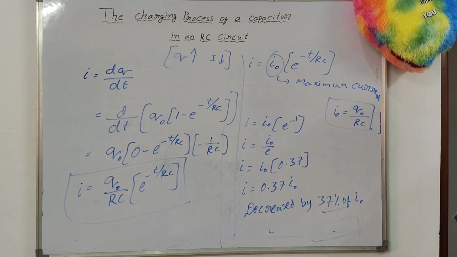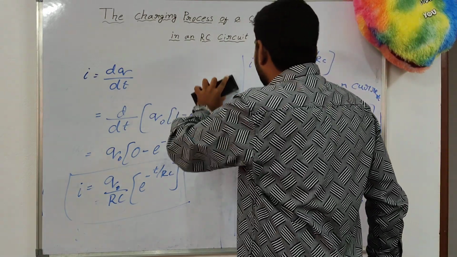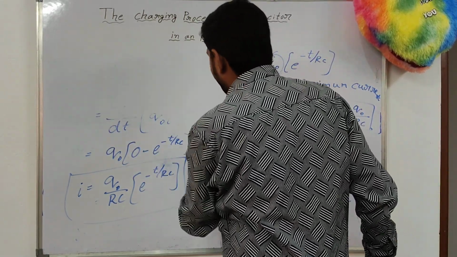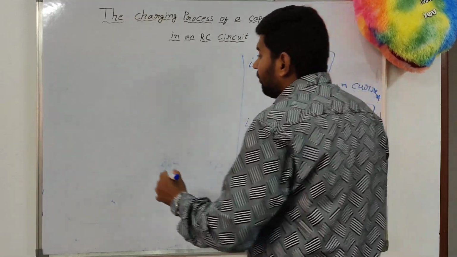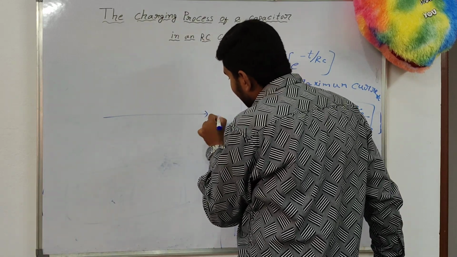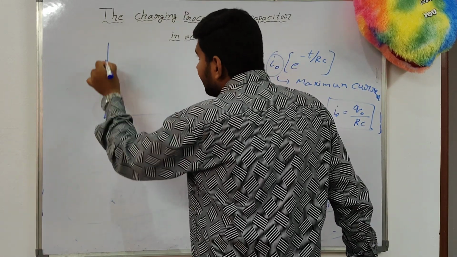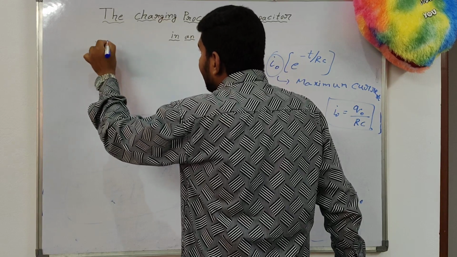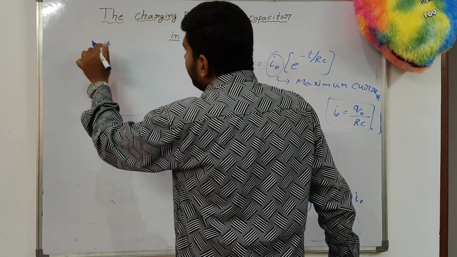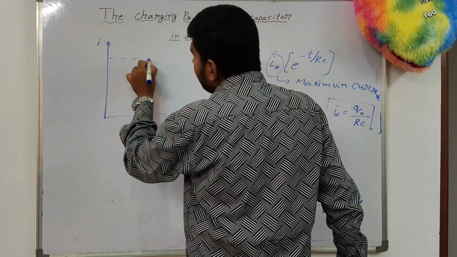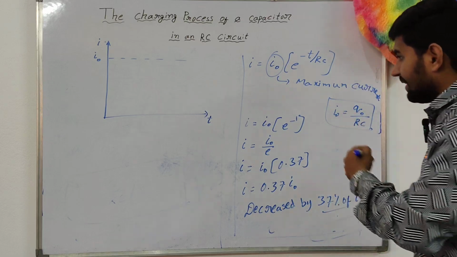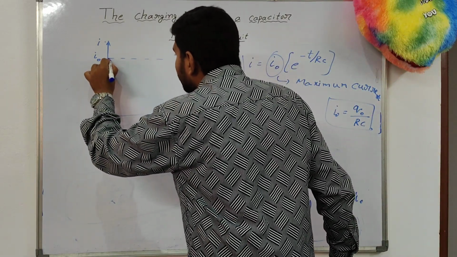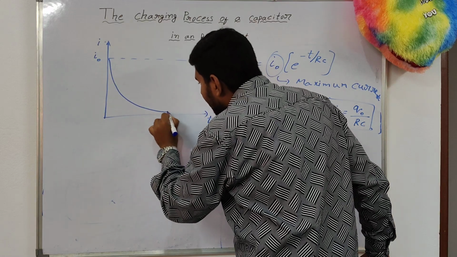And now, how to draw the graph of a current? In the same way, on the x-axis I will take time period t, and on the y-axis I can take current I, and this is I, and this is the maximum current I naught. Here what will happen? The current decreases gradually.